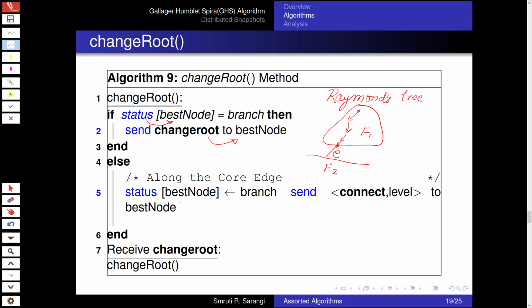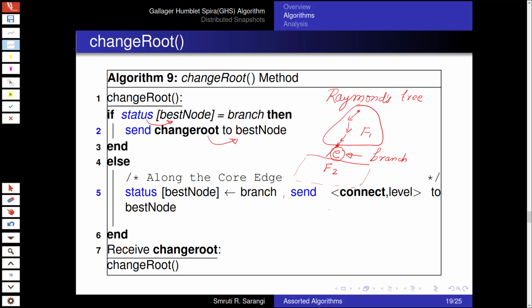Then what will happen is that along the core edge, we will set the status of the best node to branch, in the sense at this point, the status of the edge E from basic will turn into branch, which basically means that now we acknowledge the fact that E is the least weight outgoing edge out of the fragment. And furthermore, we will send a connect message, connect level to best node, which means across the edge E to the other fragment. So what did we do?